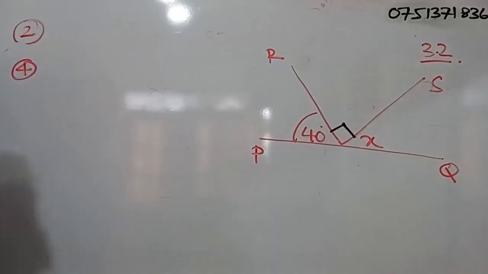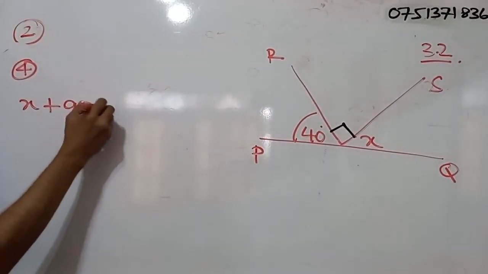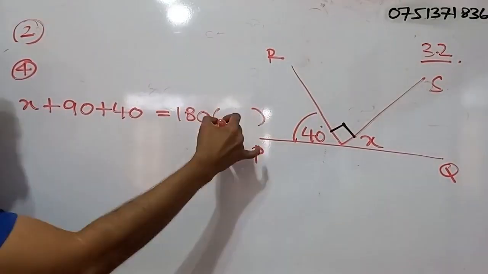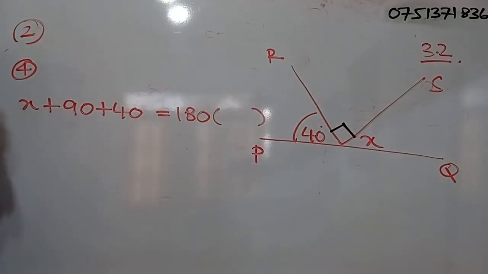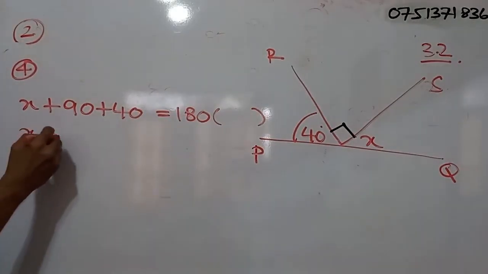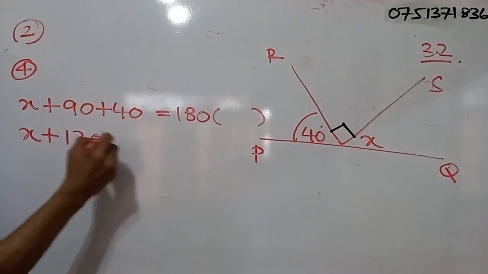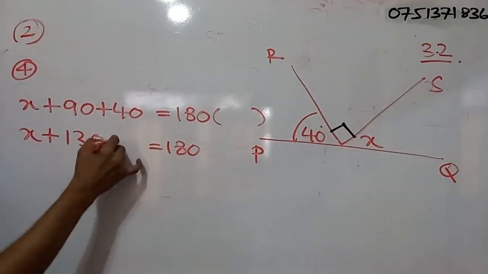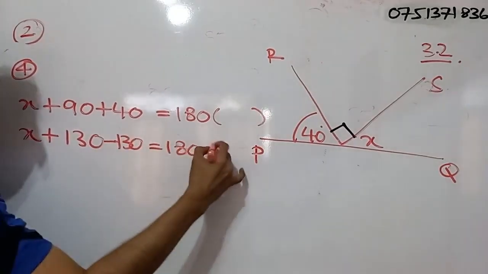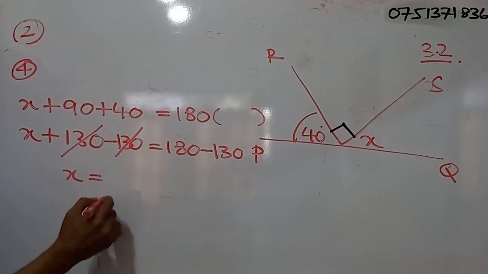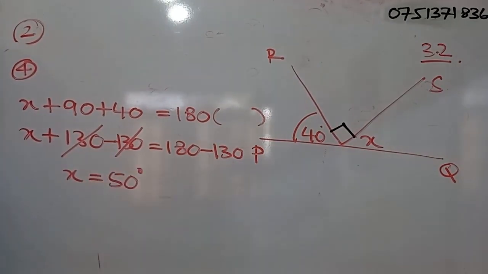So we can write x plus 90 plus 40 that is equal to 180 degrees. Straight line. PQ is a straight line. Now x plus 90 plus 40 we know that is 130. That is equal to 180. So we can subtract 130 here. Do the same thing to the other side. X equals what? 50 degrees.